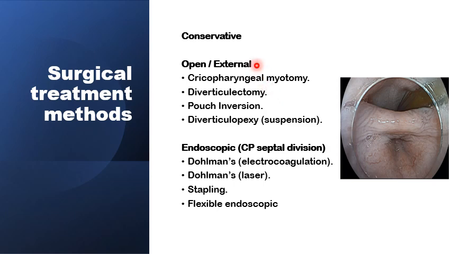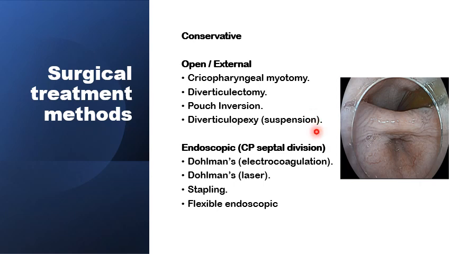One is open by external approach through a neck incision, and that was the older way of treating the pouches. It entails primarily division of the Cricopharyngeus muscle and some muscle fibers of the lower thyropharyngeus and upper esophagus as well. And then the pouch itself can either be resected completely, or it can be pushed back into the lumen by pouch inversion, or it can be suspended with its mouth facing downwards by attaching it, for example, to the thyroid cartilage, and this would prevent accumulation and retention of food debris in the pouch.